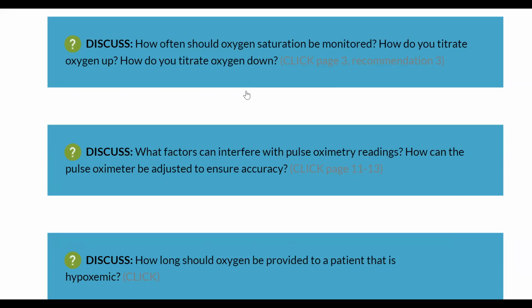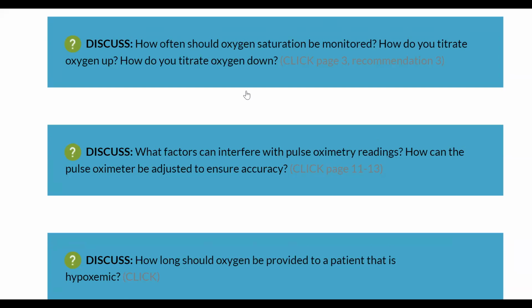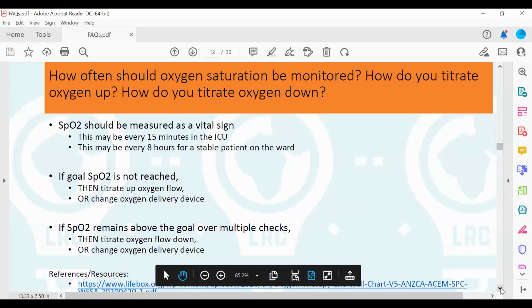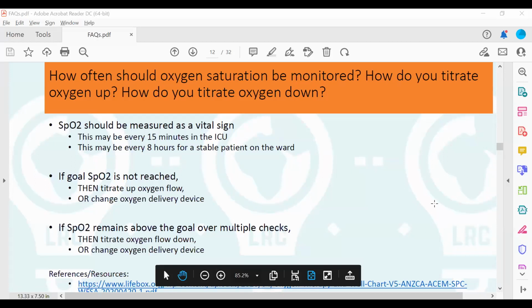So we need to think about where the patient is. Is the patient in the normal ward? Is the patient in the ICU? Is the patient in the high dependency unit? Is the patient improving or is the patient deteriorating? So based on that, we can think about how often we monitor. We have some recommendations there, and Jean-Paul can help us to answer that. Yes. Reminder.